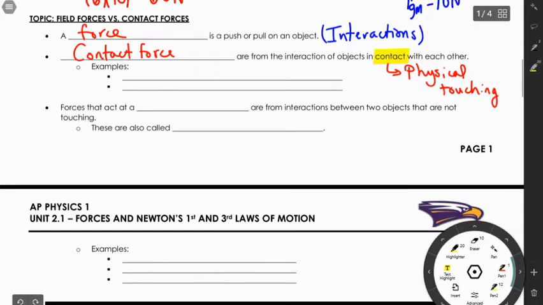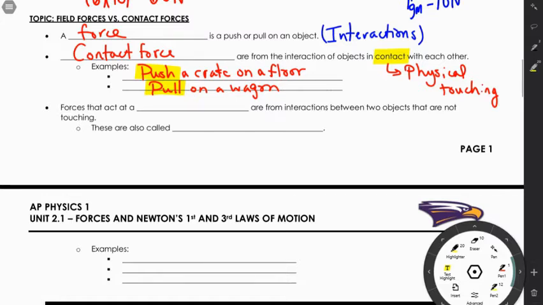So one example: you push a crate on the floor. The only way that crate will change its motion is if you physically push it. You have to physically touch it to push it. Another one would be on the other end, because remember, force is a push or pull. You pull a wagon. The force that you pull with is a contact force.